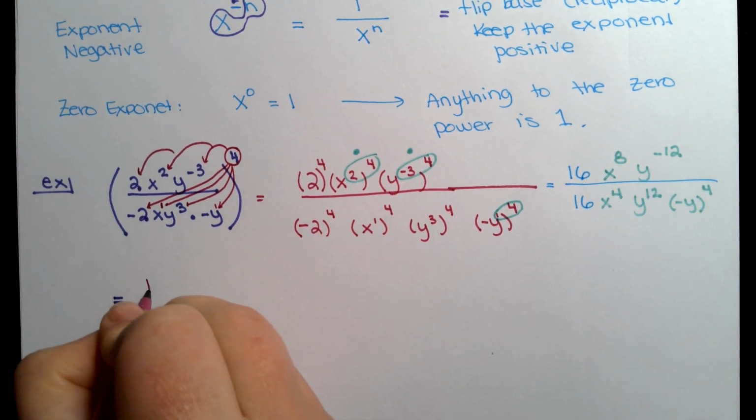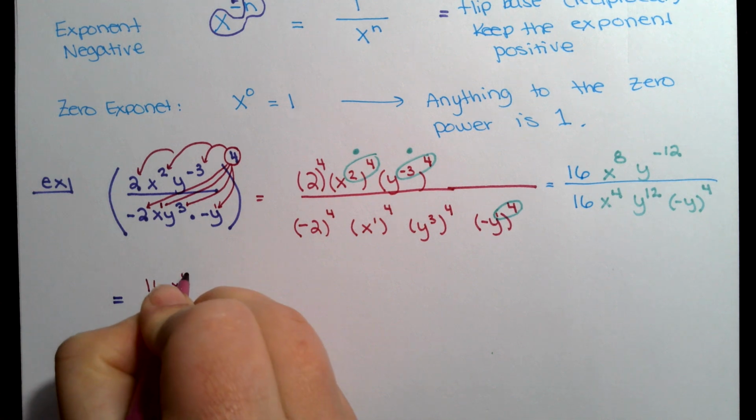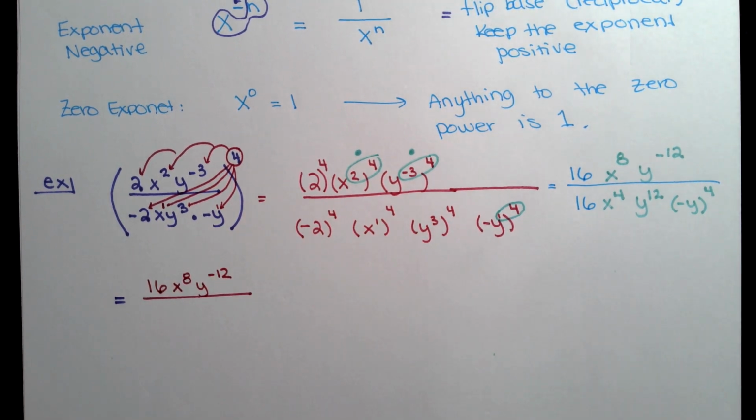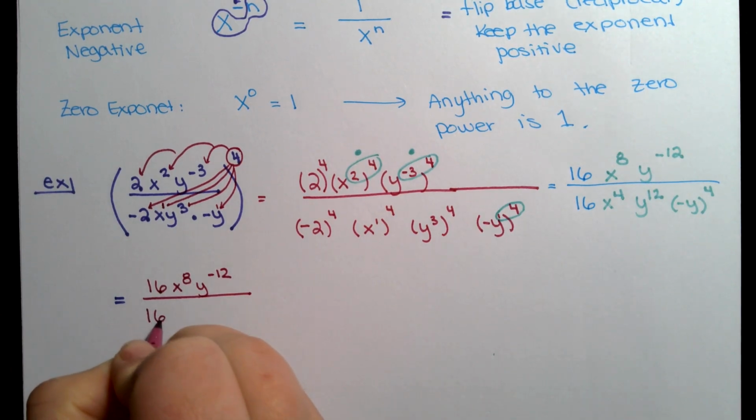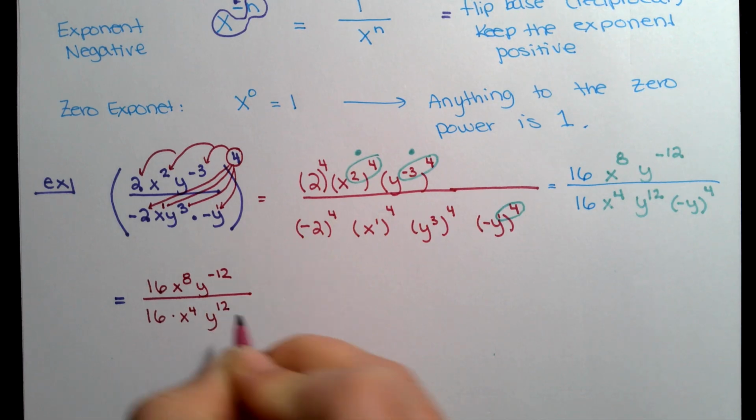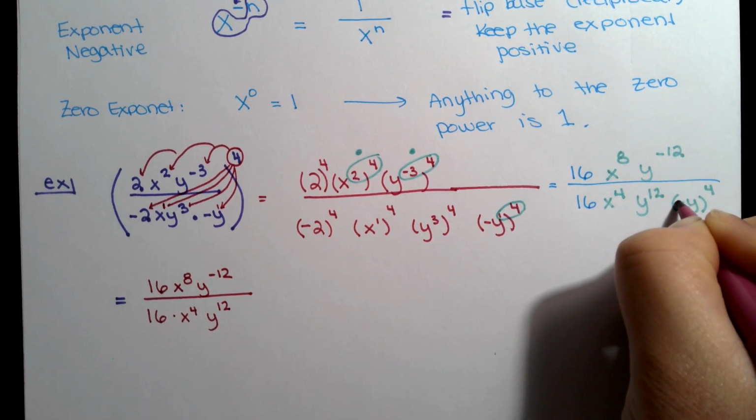Notice that in my numerator, I have 16, x to the 8th power, y to the negative 12th power. Yes, it is negative. Negative is the last thing you need to worry about. What I want to show you is that all of these are different. X is different than y. We are unable to combine because they are unlike terms. In the denominator, we have 16 times x to the 4th power, y to the 12th power. And then notice we have this negative on y.